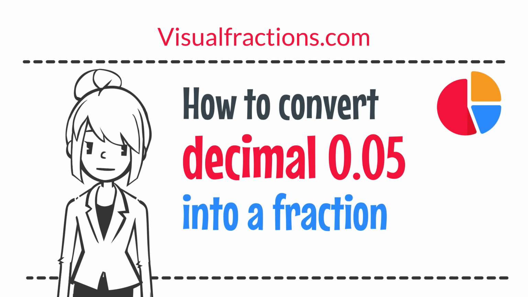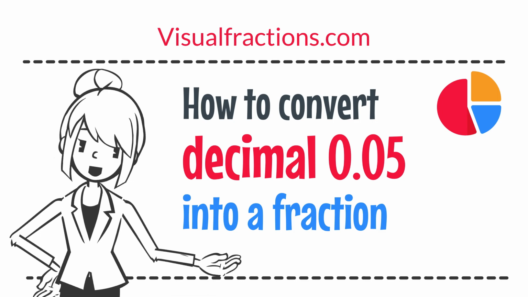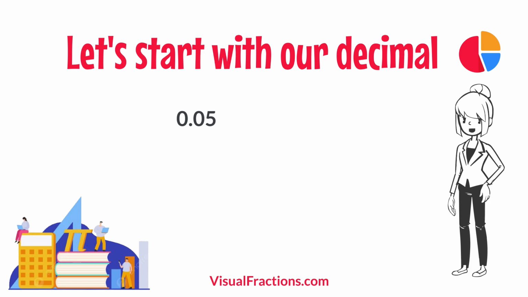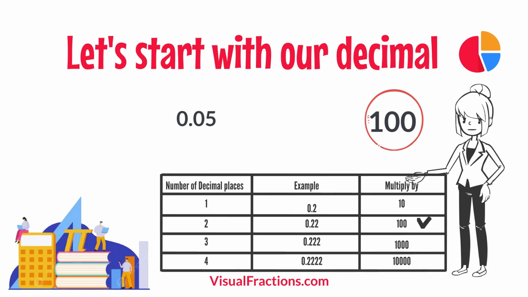Welcome to Visual Fractions. Today, we're diving into how to convert the decimal 0.05 into a fraction. Let's start with our decimal, 0.05. Notice there are two digits to the right of the decimal. This places it in the hundredths position.